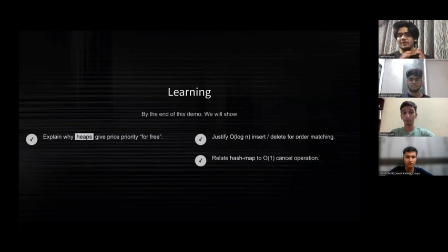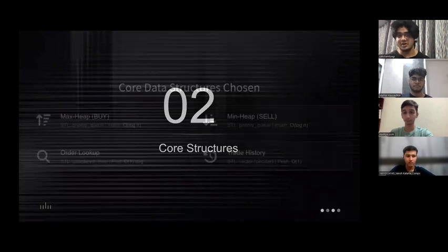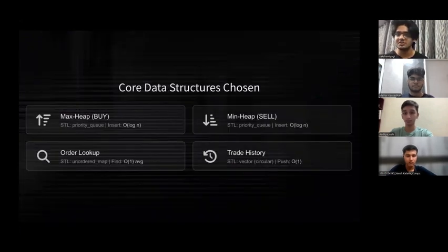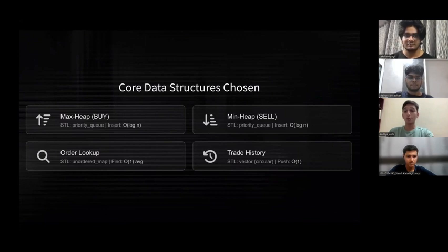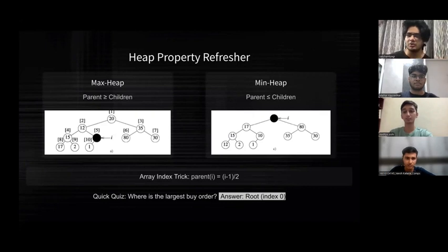So we chose four main structures, each for a very specific reason. For buy orders, we use a max heap using STL's priority queue, which gives us an O(log n) insertion. For sell orders, we use a min heap, also a priority queue with a complexity of big O(log n) insertion. Let me quickly refresh the heap property. As you can see, in the max heap, every parent is greater than or equal to the children. In a min heap, it's the opposite. We use the array index trick where the parent of an index i is at (i-1)/2.